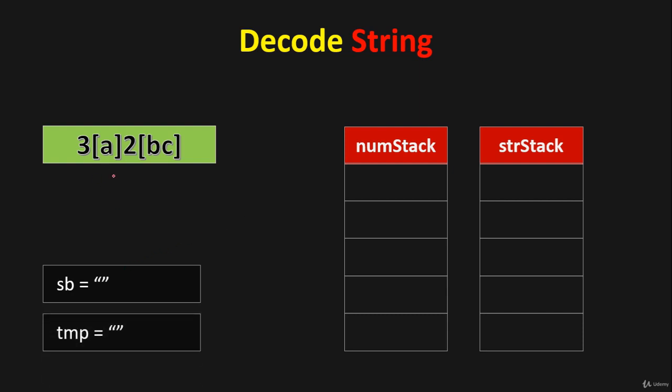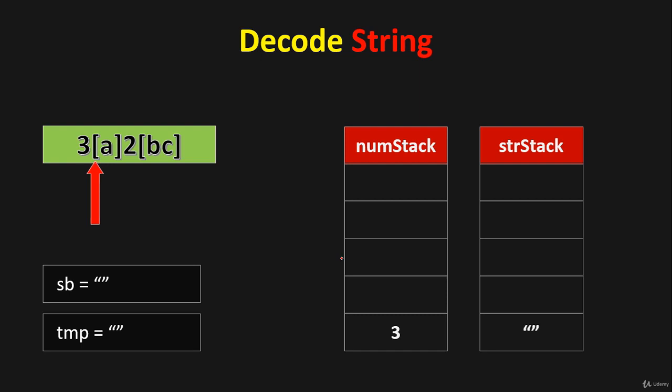And we'll iterate through the string from left to right. The first character in the string is a 3. When you find a digit, we'll run a loop to find out the full number, in case the number is greater than 9. Since we have only one number here, 3, let's insert 3 to our num stack. Now let's move to the next character.